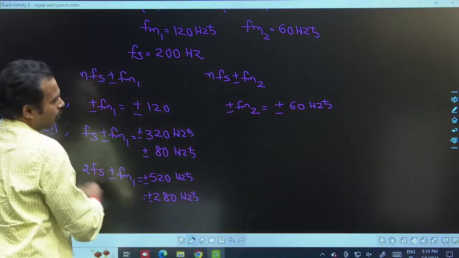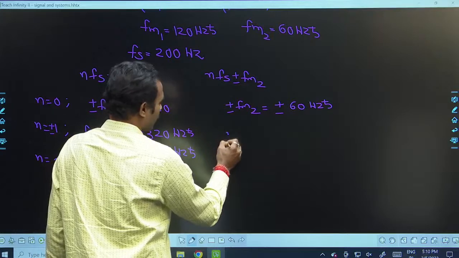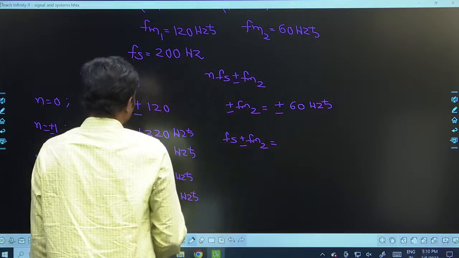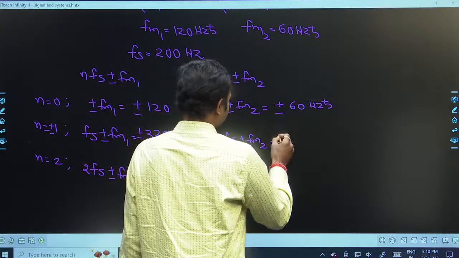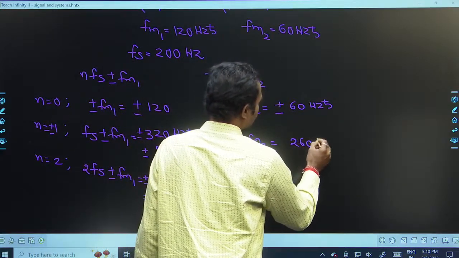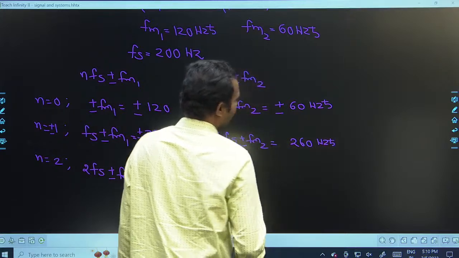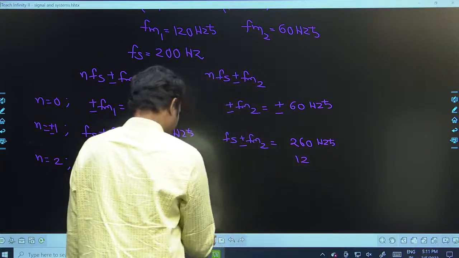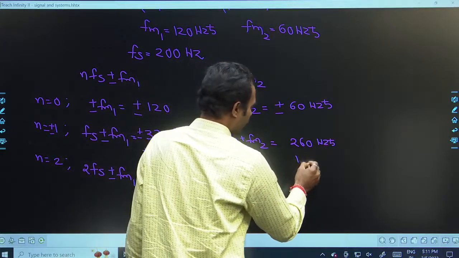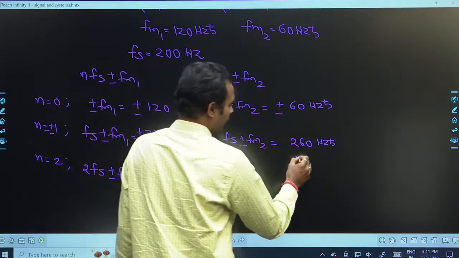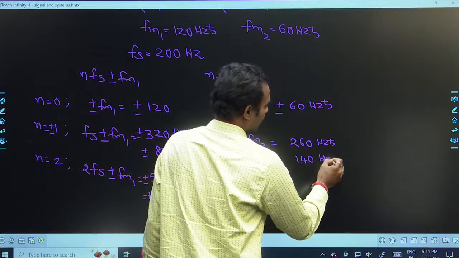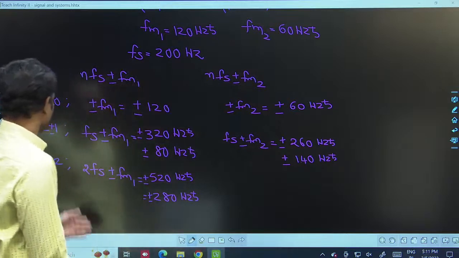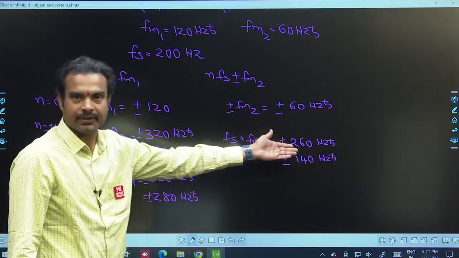When I take n is equal to plus or minus 1, then obviously Fs plus or minus FM2. That means 200 plus 60, that becomes 260 hertz, and 200 minus 60, that becomes 140 hertz we are having. So plus or minus and plus or minus. So obviously when the value of n is equal to 2, these must be higher frequencies only.